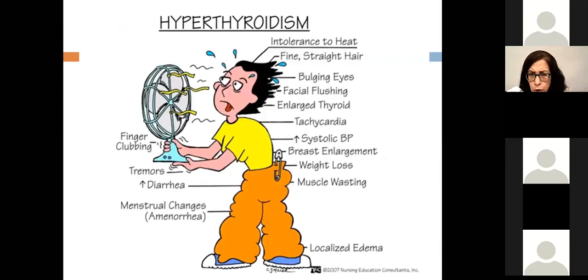This is a short, small picture to show you the different features of hyperthyroidism: the intolerance to heat, fine straight hair, bulging eyes, facial flushing, enlarged thyroid, tachycardia, increased systolic blood pressure, breast enlargement, weight loss, muscle wasting, localized edema, menstrual changes, diarrhea, tremors, finger clubbing. All this can be seen in case of hyperthyroidism.